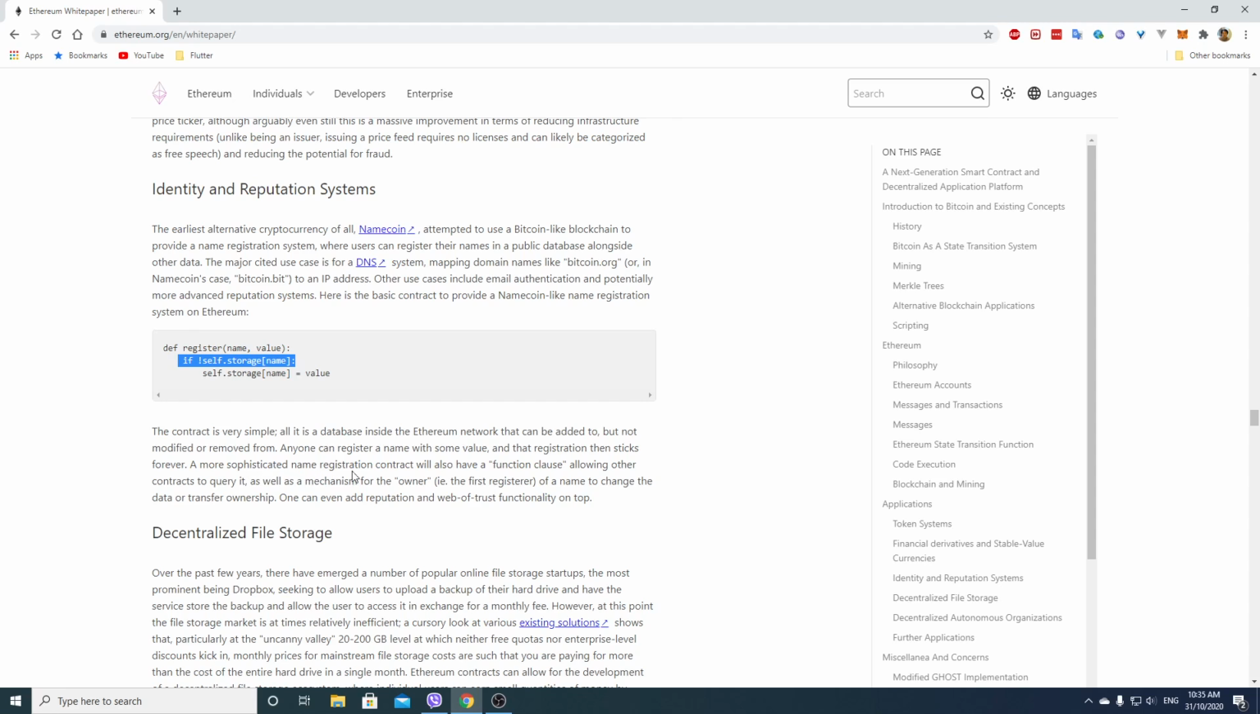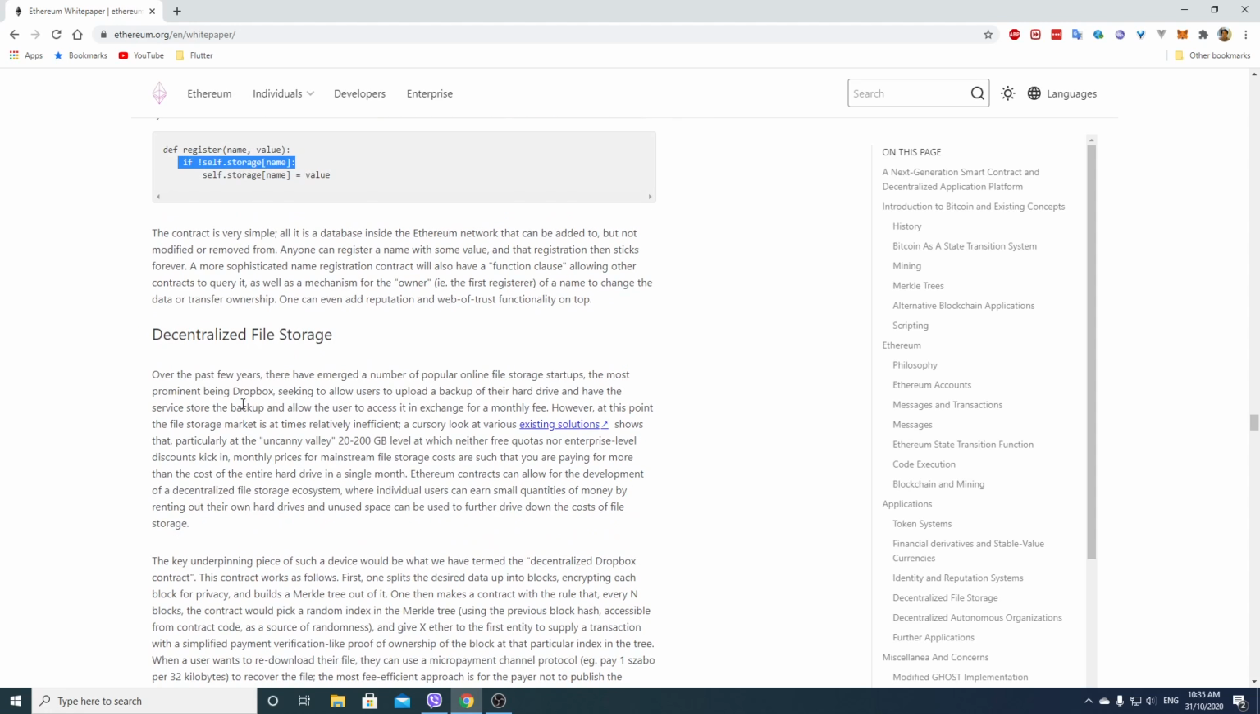A more sophisticated name registration contract will also have a function clause allowing other contracts to query it. What do you call it? A function clause? I don't know. As well as a mechanism for the owner, the first register of a name, to change the data or transfer ownership. One can even add reputation and web of trust functionality on top. Okay, that's pretty simple.